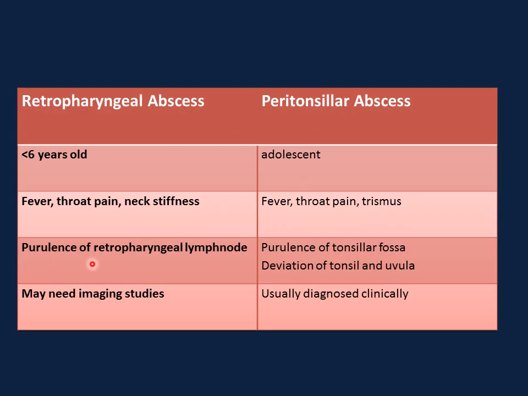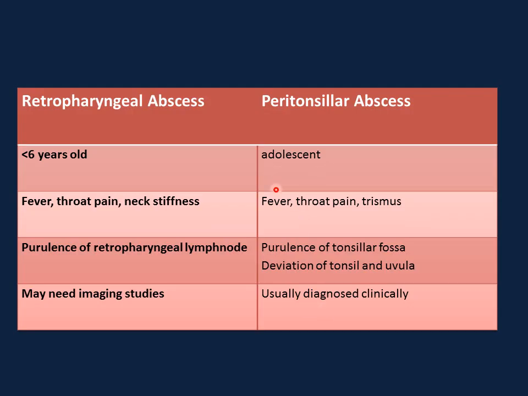Here you have the purulence or abscess formation in the retropharyngeal space. Here the purulence or abscess formation is in the tonsillar fossa, associated with deviation of the tonsil because of enlargement, pushing the uvula to the opposite side. Retropharyngeal abscess may require an imaging study, and imaging is very helpful in the diagnosis, especially if you cannot see the retropharyngeal bulge. In the case of peritonsillar abscess, the diagnosis is clinical, you can see it and it's very obvious.